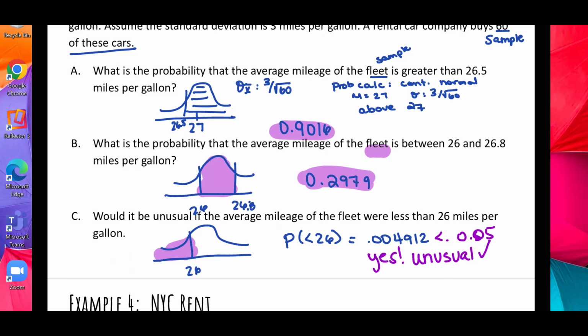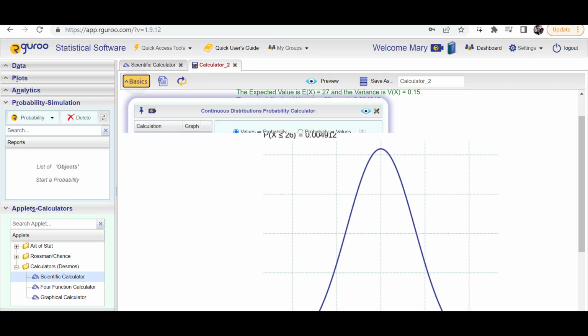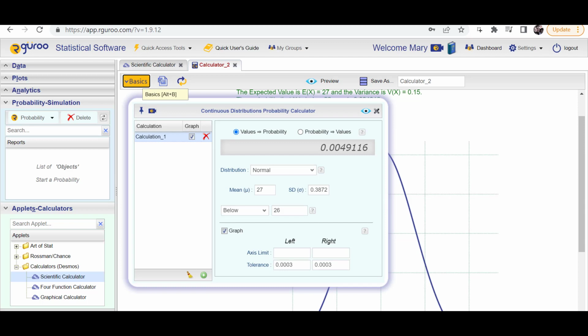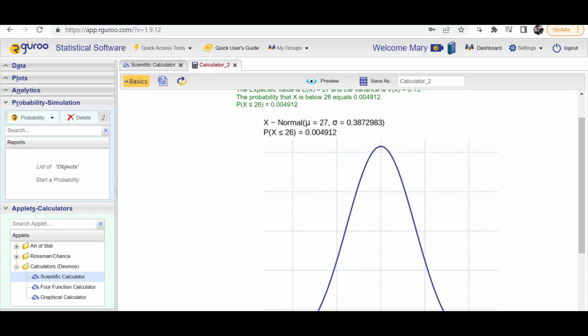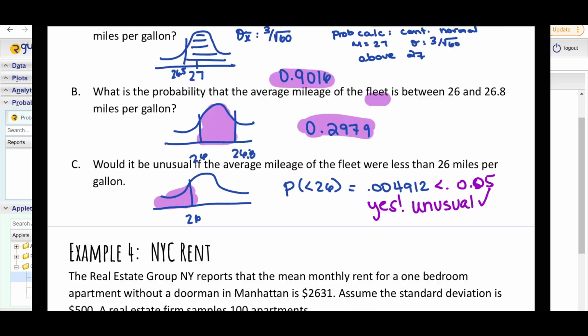Yes, it is unusual because, again, if the probability is less than 0.05, then it would be considered unusual. And then just going back here, we did mean of 27, standard deviation of 3 divided by square root of 60. We pasted that in. We went below 26. And that average being less than 26, that probability was 0.04912, which is less than 0.05. All right, what's next?